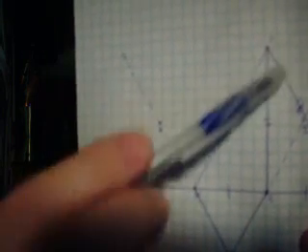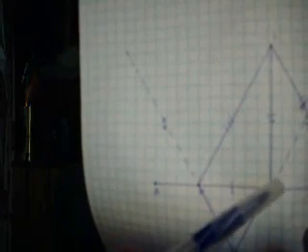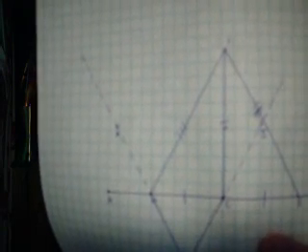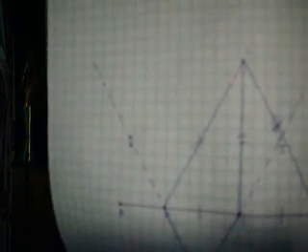Okay? So therefore, triangle DFC is equal in size to triangle CFE. And if you have two triangles that are equal in size, then all the angles inside those triangles are equal. And in this case, angle FCD is equal in size to FCE.